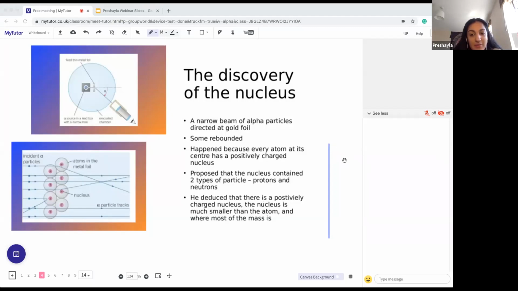He was also able to tell that this was where most of the mass was located, in the center at the nucleus. So there were three deductions that Rutherford was able to come up with from this experiment. That it was a positively charged nucleus, the nucleus was much smaller than the atom, and the nucleus was where most of the mass was. Okay, so that is how he came up with the discovery of the nucleus.